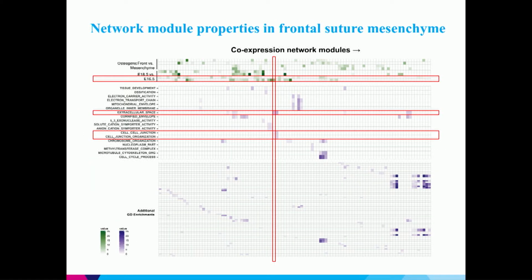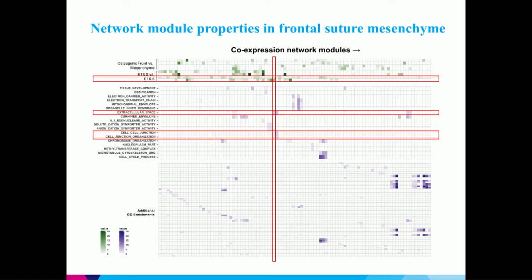So to take a deeper dive into our co-expression network analysis, we are also building these kinds of matrices. Here, each column indicates a different module in the network that I was just showing you, and each row corresponds to differences in gene expression profile. These can either be differences in gene expression between the osteogenic front or the mesenchyme, or they can be differences in time or differences between mouse mutants, and that's shown here in the rows in green. And then in blue, we annotate the same modules for different gene ontology terms, and that allows us to differentiate different pathways within these modules.